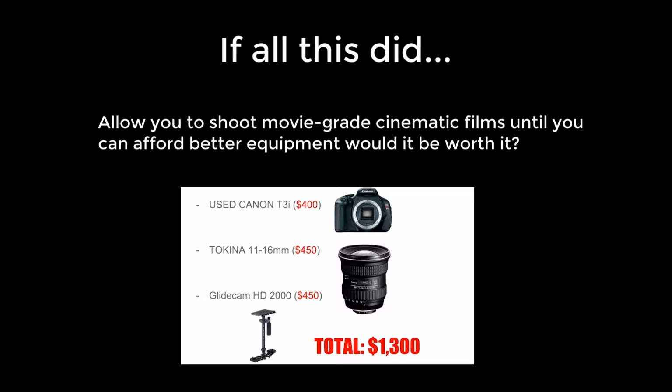Let's look at a beginner cinematic setup. I use a Canon T3i, which is a popular starter camera, a respectable lens, and a manual stabilizer, which by the way is very hard to use, and it is going to run you well over $1,000. The drawbacks of that setup though is it's heavy, expensive, and nowhere near as portable and compact as a phone and mobile gimbal setup. So for anyone who already has a relatively recent smartphone, a gimbal setup is a no-brainer, not to mention less than 1/10 the cost. So if all this package did was allow you to shoot movie-grade cinematic films until you can afford decent equipment, would it be worth it?